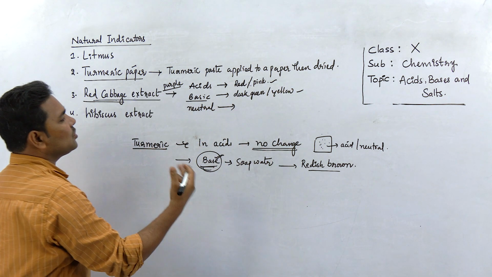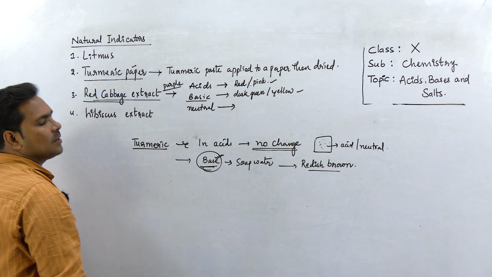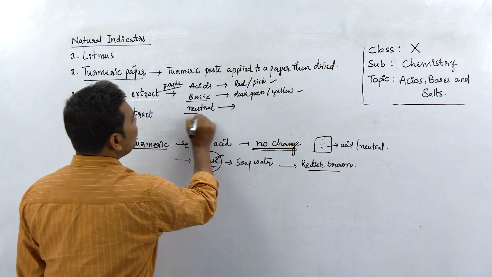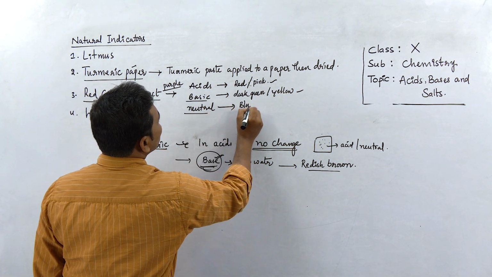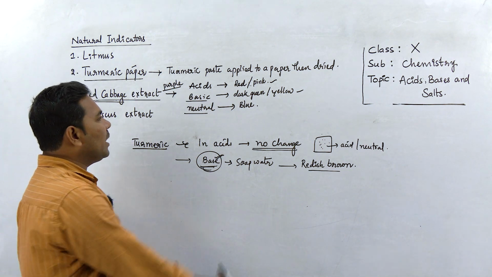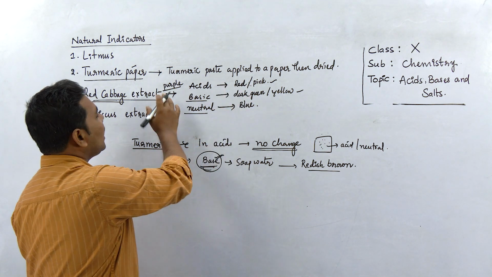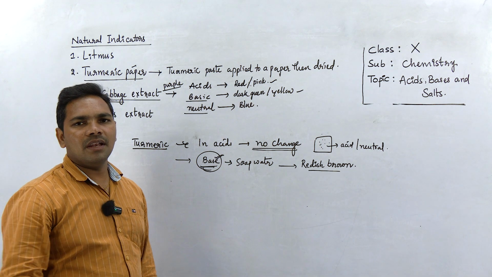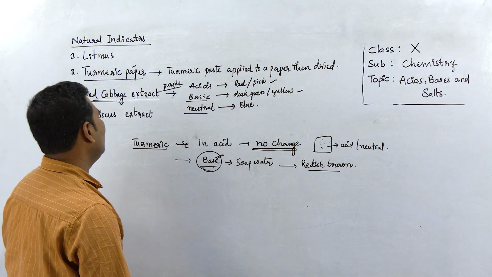It turns to green or yellow, and we identify that the substance is a base. And in neutral solutions, this red cabbage extract turns to blue color. So by changing the color, red cabbage extract identifies the nature of the solution that is taken.